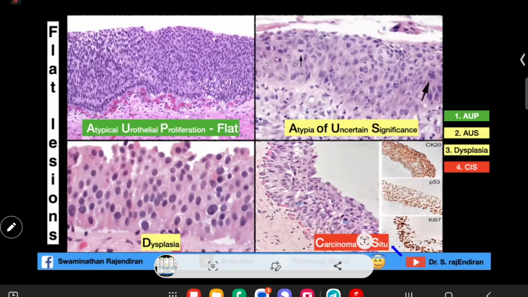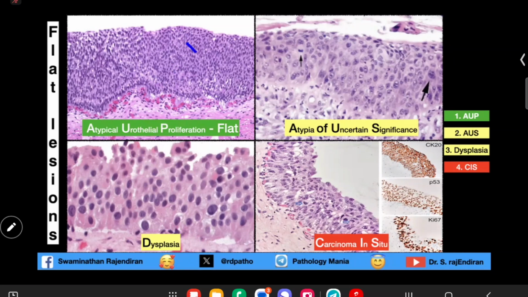So this is a composite picture to show you atypical urothelial proliferation, more than 7 layers. Otherwise, it looks normal. Here, ATP of unknown significance. You can see some atypia, you can see some mitosis, prominent nucleoli, but inflammatory cells are also there infiltrating. And these are all the conditions where these IHCs will be very helpful. Otherwise, they look like dysplasia. IHC will help you to differentiate ATP of uncertain significance from dysplasia and carcinoma in situ.